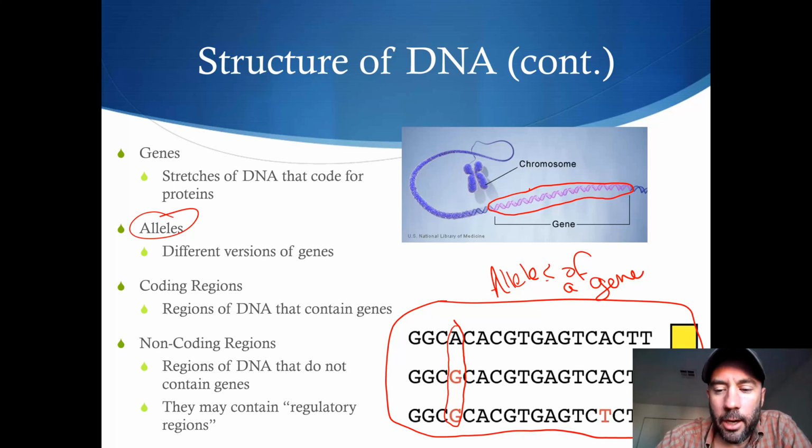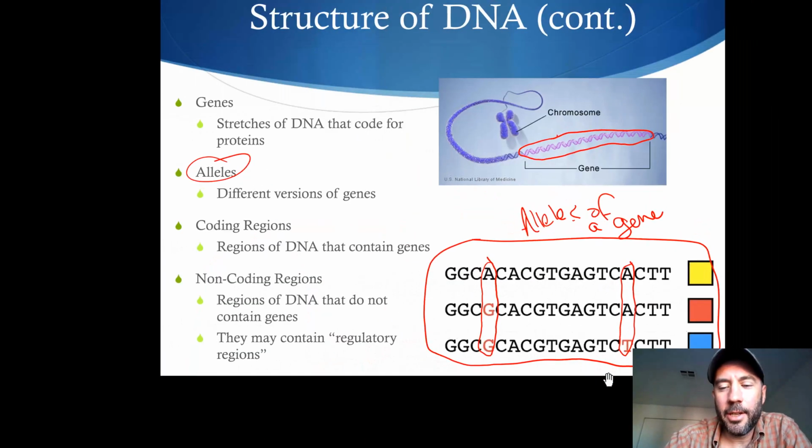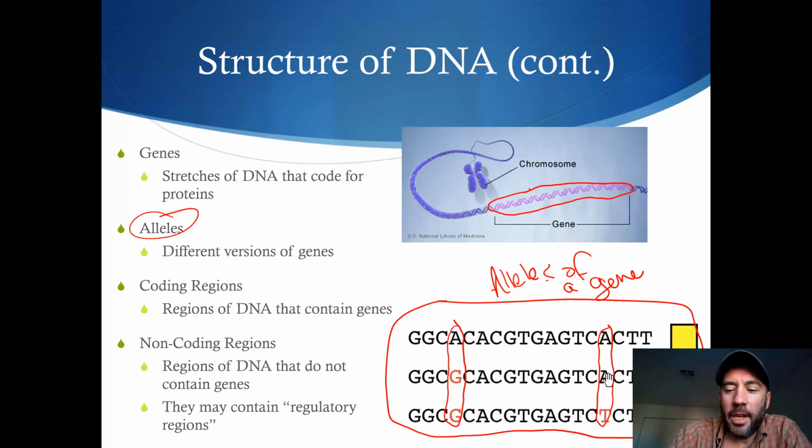But then there's another area where they're different right here, where the yellow and the red both have an A. And the blue has a T. All right, so that's a mutation. So what makes this blue one different is that it not only has a G instead of an A, but it also has a T here instead of an A.